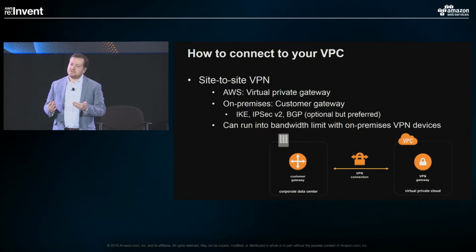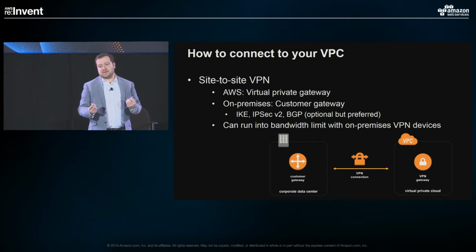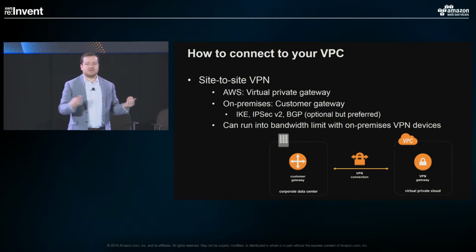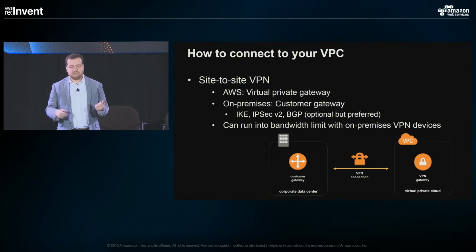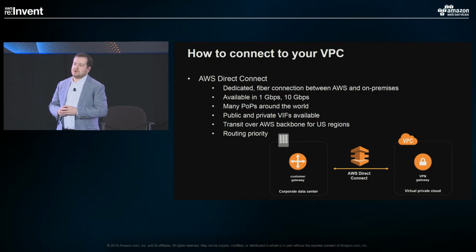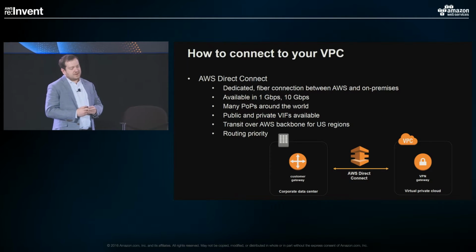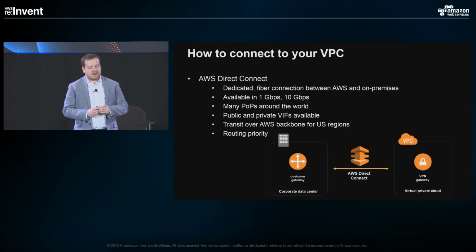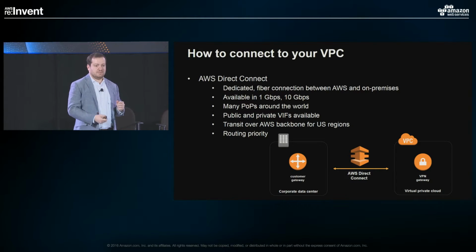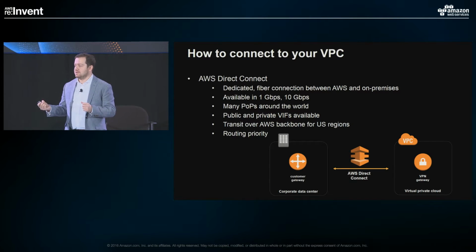A positive of using this is that site-to-site VPNs are encrypted by default. So now you've got an encrypted tunnel into your VPC, and everything is encrypted in transit by default. That's nice. Then you've got AWS Direct Connect. Direct Connect is our product that gives you a dedicated fiber connection between AWS and your on-premises location.